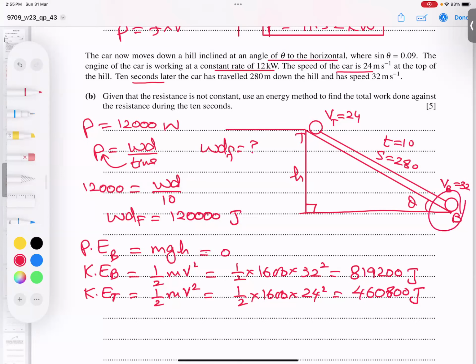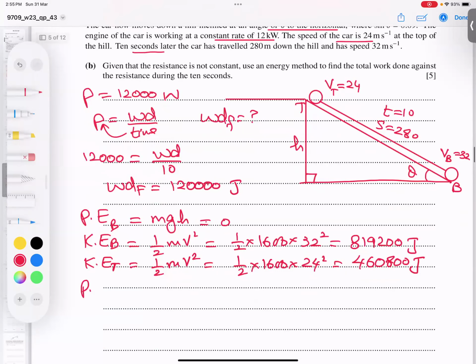Now, one last part left only, and that is the potential energy. Look, potential energy, kinetic energy, we got it. Potential energy, kinetic energy, we need to find. One thing left only, and that is the potential energy left behind at the top. So the formula is mgh. Okay, m is 1600. Gravity is 10. Only height left behind.